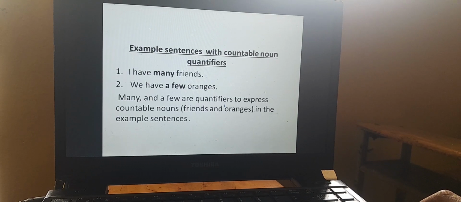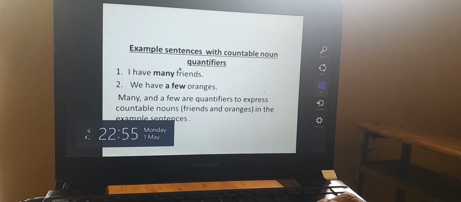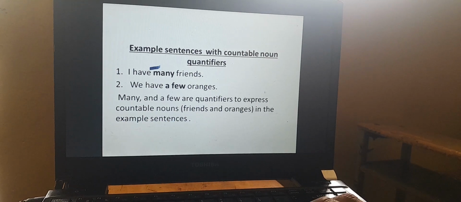Example sentences with countable noun quantifiers. For example, I have many friends. Here is an example sentence constructed using the quantifier many. Many is a quantifier word. I have many friends, which means the number of friends is more than two.